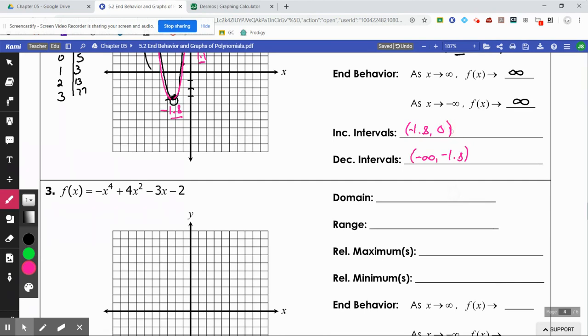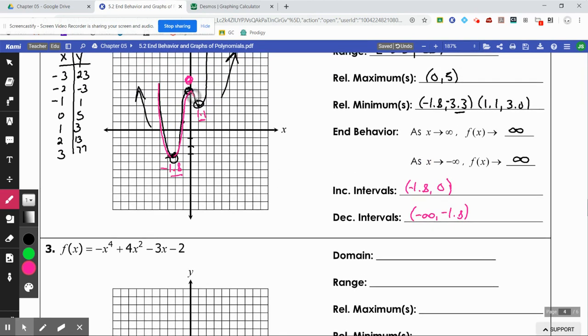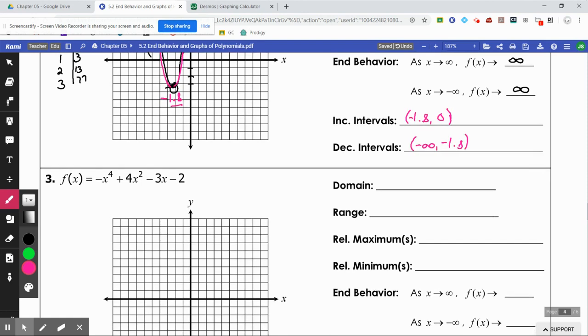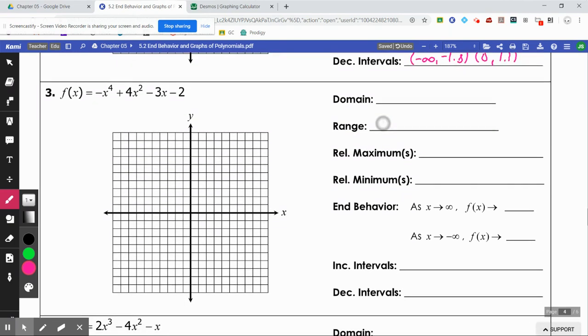Then I start going back downhill, and we go downhill until we hit 1.1. So 0 up to 1.1, and then we start increasing again from 1.1 forever. Okay, the next one, number 3.